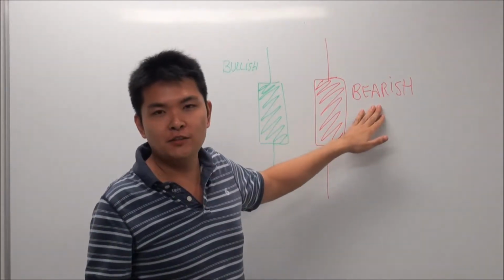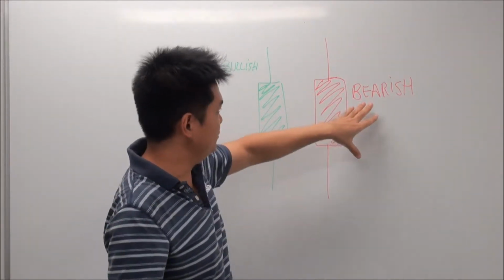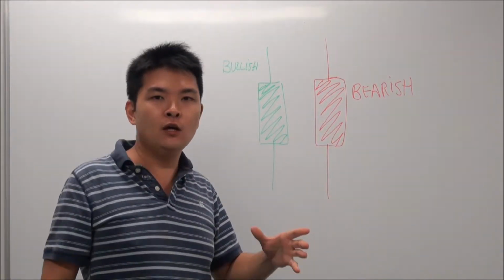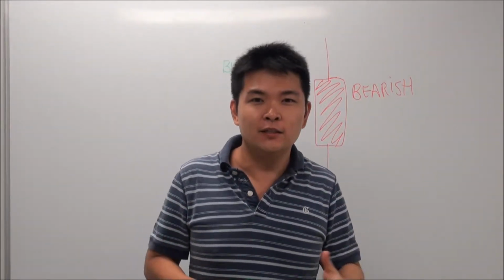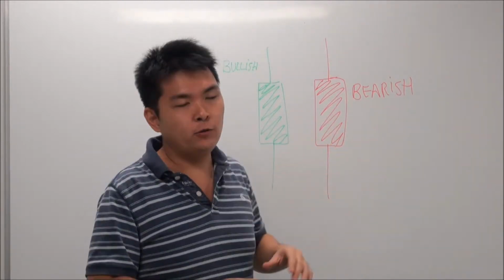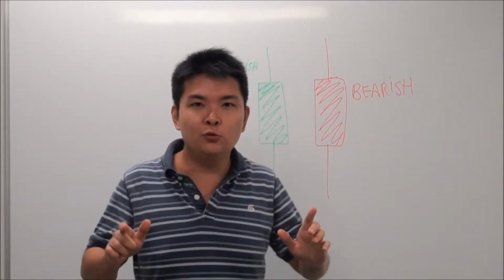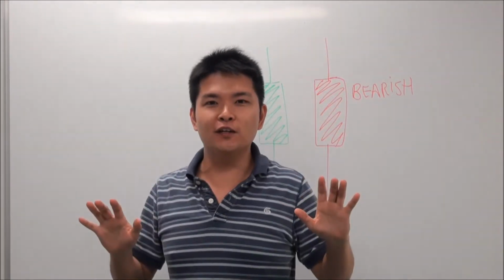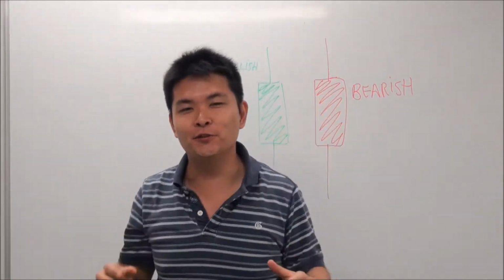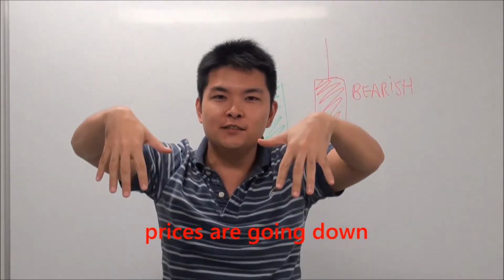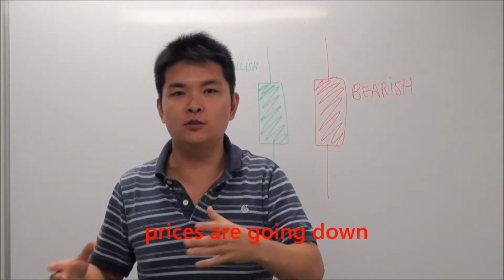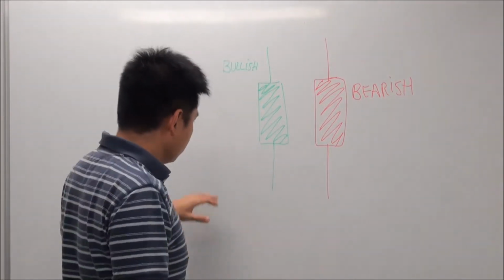A bearish candlestick, on the other hand, is used for a bearish market. So what is a bearish market? If you think of a bear, when the bear is about to attack you, the bear does something like this with its hands, like this. So that means the prices are going down. So there are more sellers than buyers of a certain product.